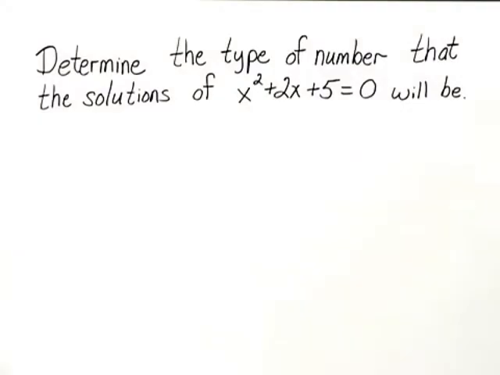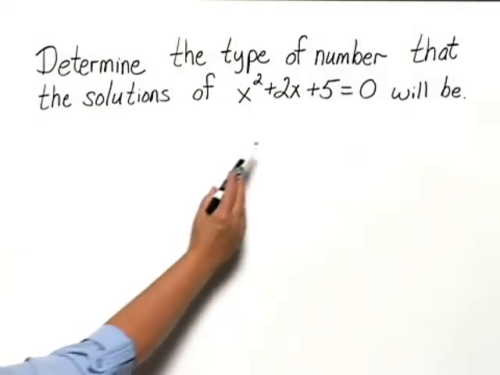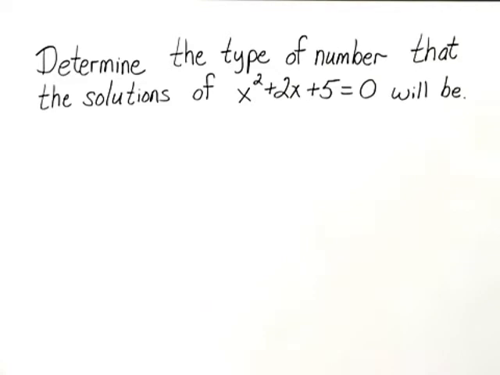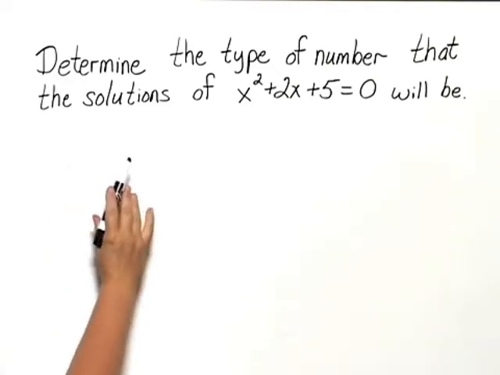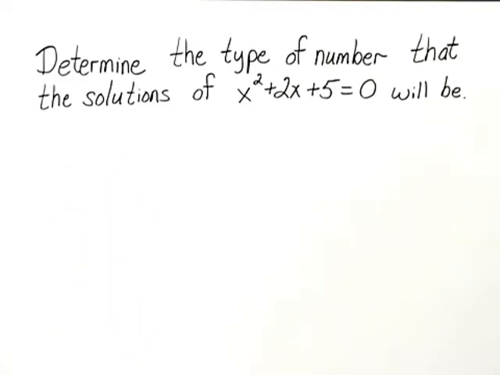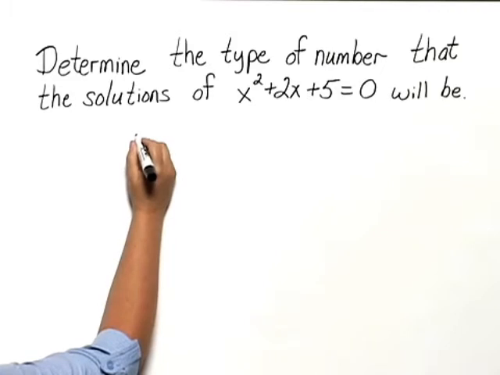Determine the type of number that the solutions of x squared plus 2x plus 5 equals 0 will be. Now this does not tell us to solve the equation, it just tells us to determine the type of number that the solutions will be. In other words, we're looking to see if it's going to be real or imaginary, and we can tell that by looking at the discriminant in the quadratic formula.